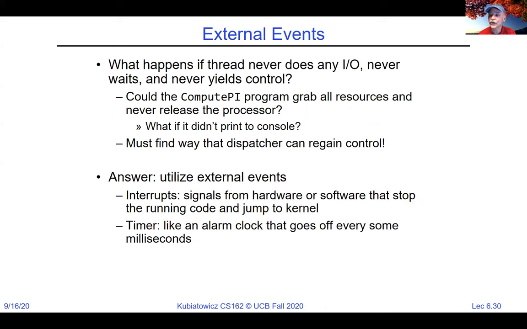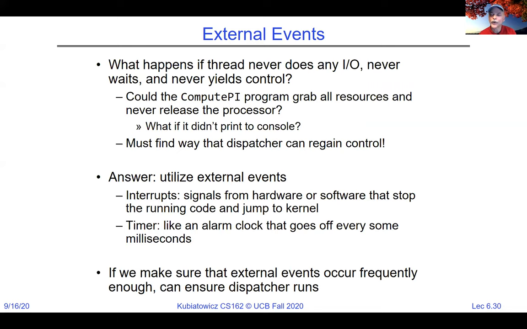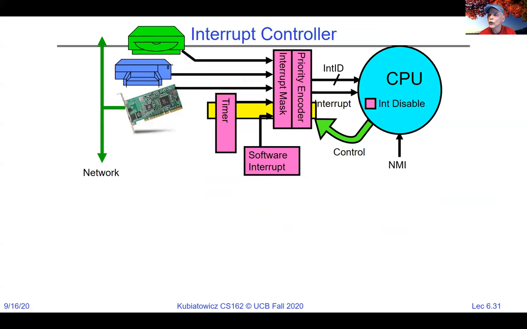And the answer here is external events. There are a couple of them. One is interrupts, signals from hardware or software that stop the running code. And the timer, like an alarm clock that goes off so often. Both of these are interrupts from the hardware that cause the user code to enter into the kernel, even if it wasn't going to do that. And if we make sure the external events occur frequently enough, then we get fair sharing of the CPU as well. So if you take a look here, I just wanted to say a little bit about interrupts.